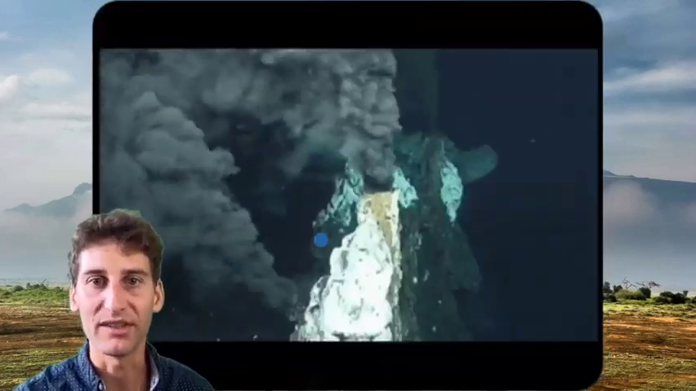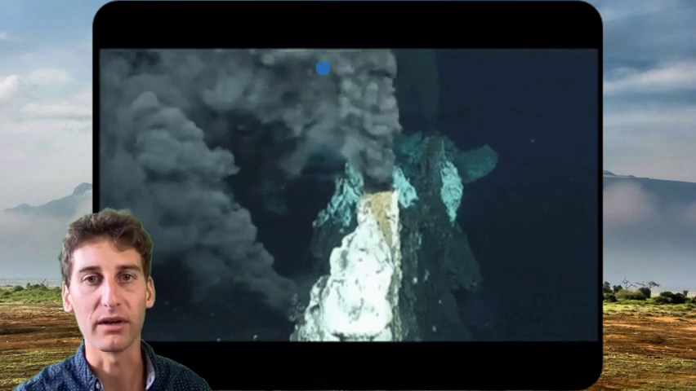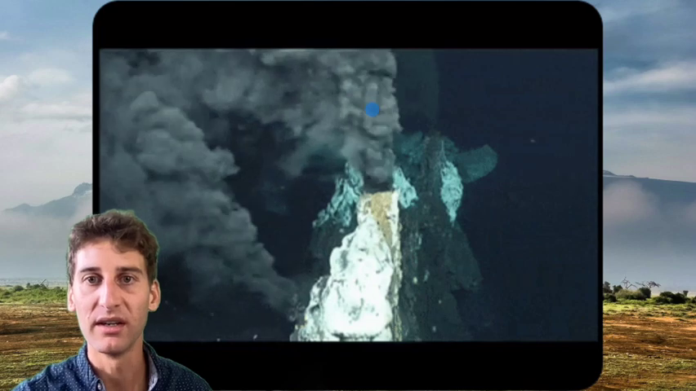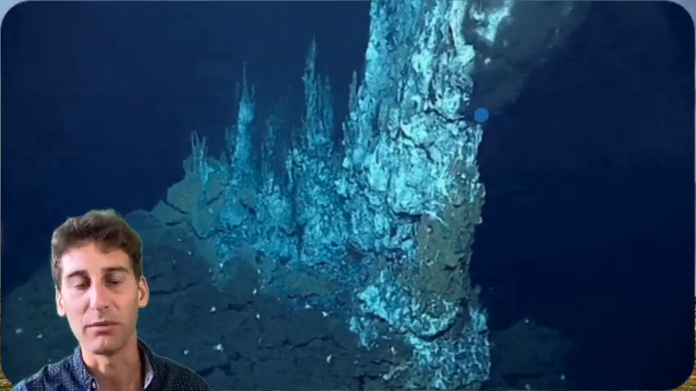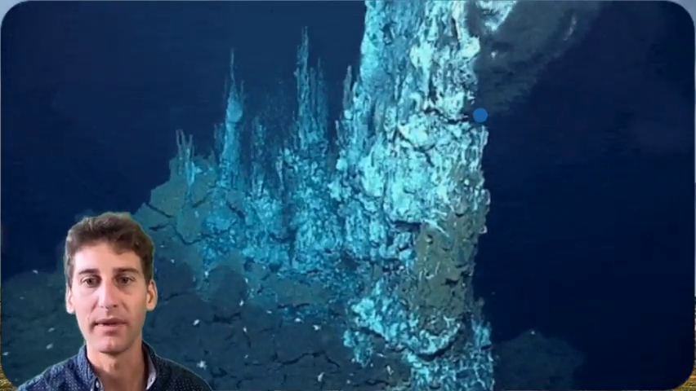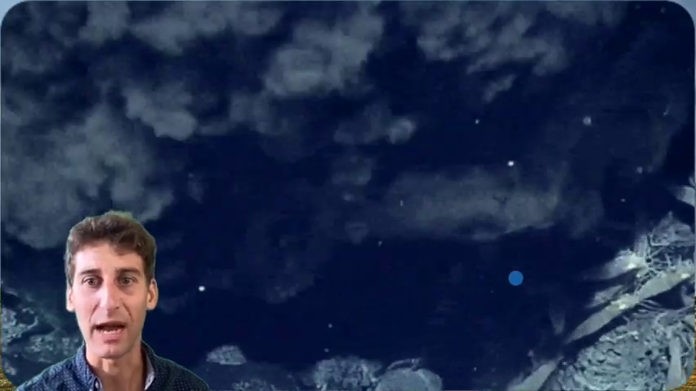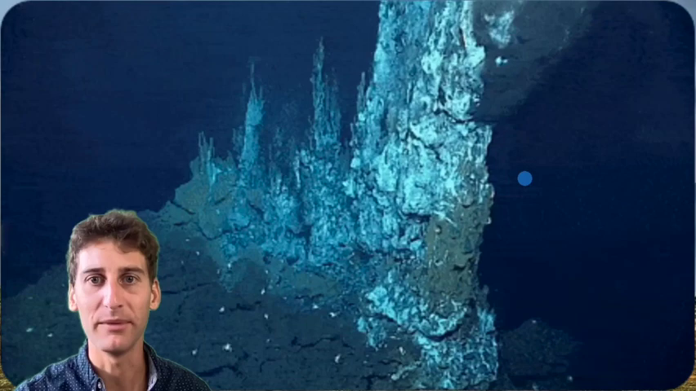Here's another vent. You can see that these black smoker chimneys are really pumping out all these metals out into the ocean. And here's just one more for good measure. These are all three black smoker type vents, but this one you can see has a big ecosystem. I think this one is called Crab Spa. You can see the shrimps, you can see the crabs.